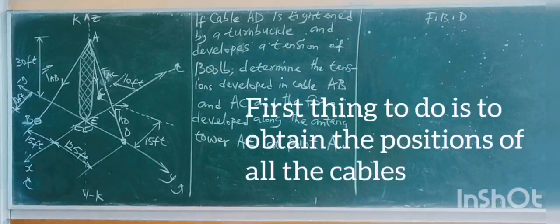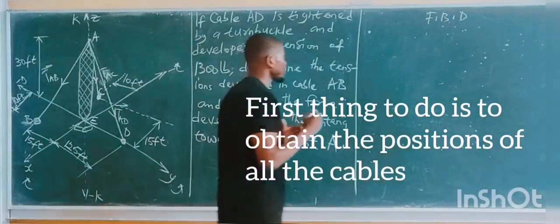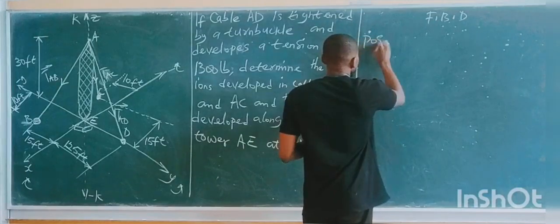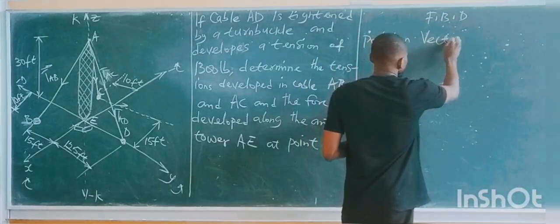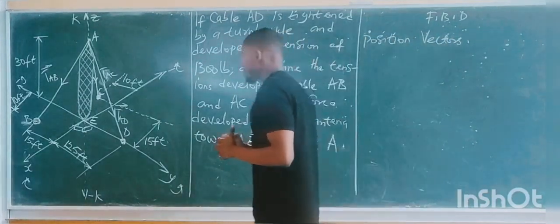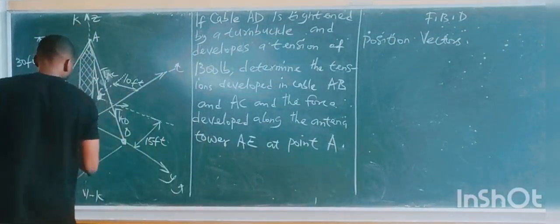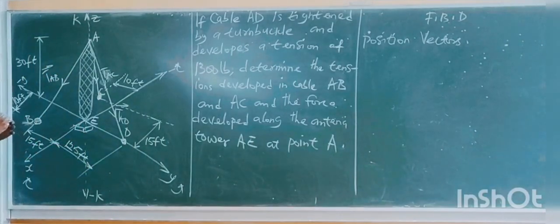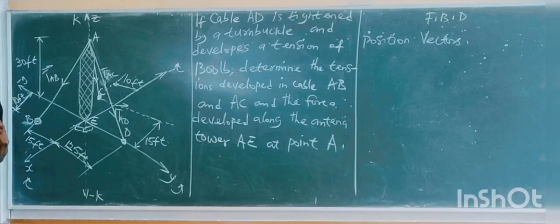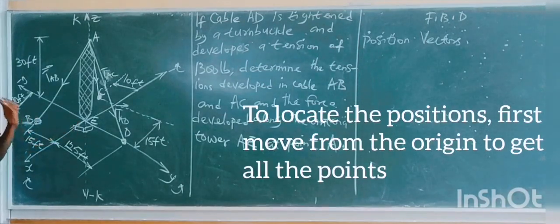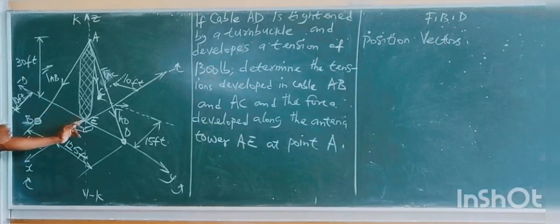Now, the first thing to do is to obtain the position vectors of each of the tensions. So we have different positions now. The way to obtain a position vector is simply to move from the origin and locate all the points. Point E here is the origin, so we move from the origin to locate all the points.